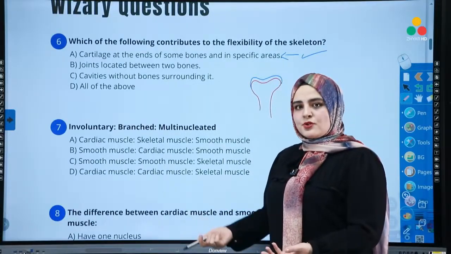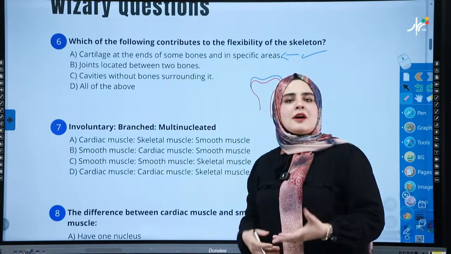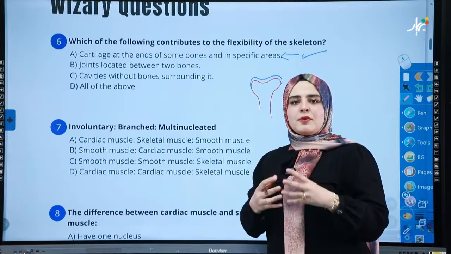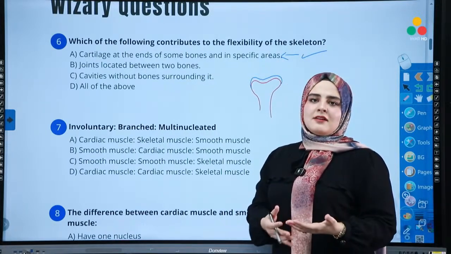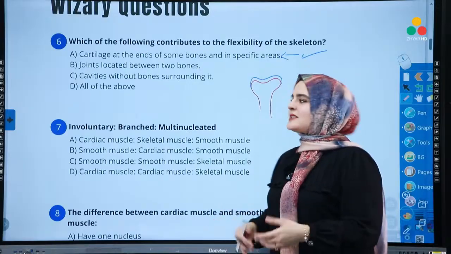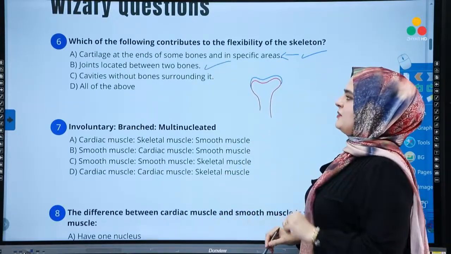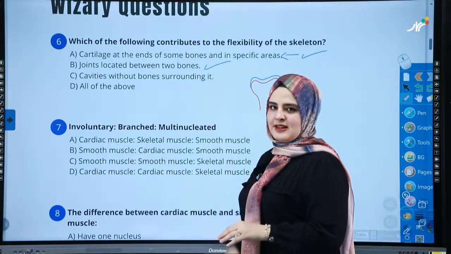If I don't have joints, how could I use my pen here? How could I write? How could I talk? Nothing could be moved. So the joints are giving us the ability to flex and move and bend and twist. It's very good. We got here on our own. We did great. Then cavities without bone surrounding them.